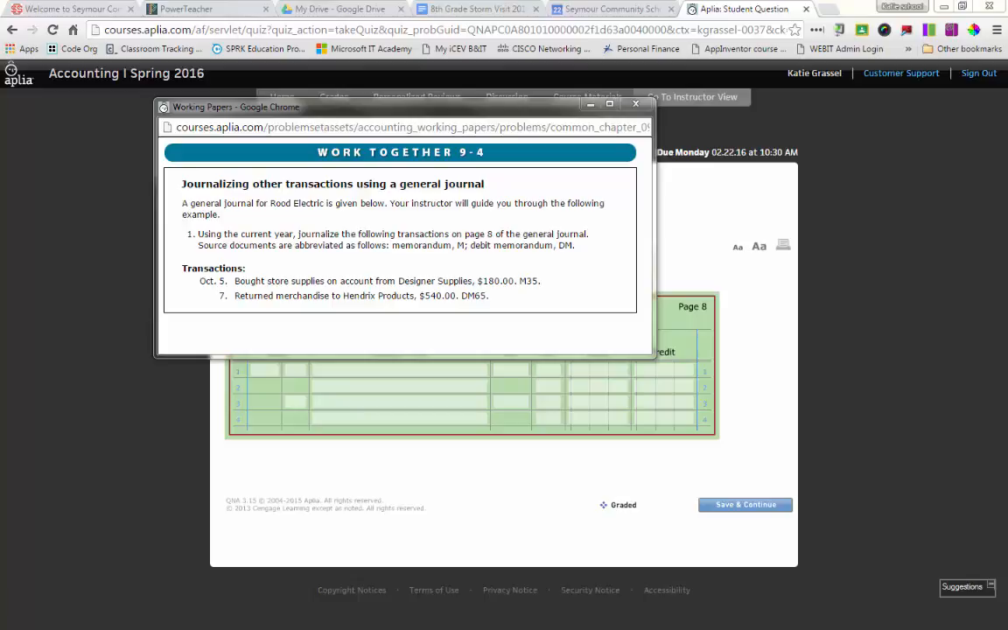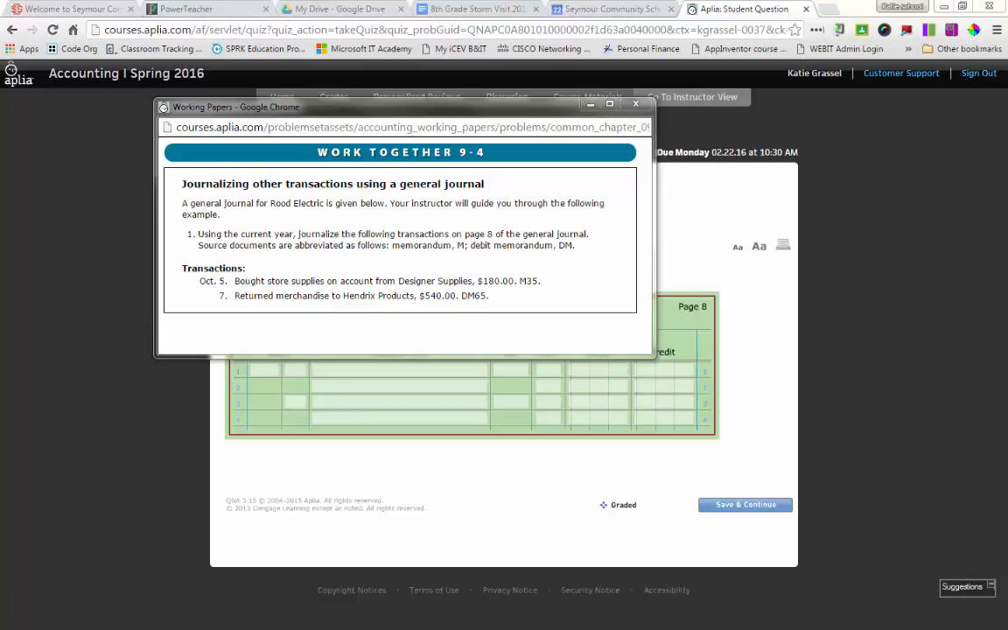Read, a general journal for Rod Electric is given below. Your instructor will guide you through the following example. Using the current year, journalize the following transaction on page 8 of a general journal. Source documents are abbreviated as follows: M for memorandum, DM for debit memorandum. So we have two transactions right here.